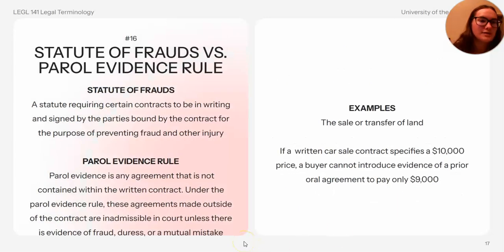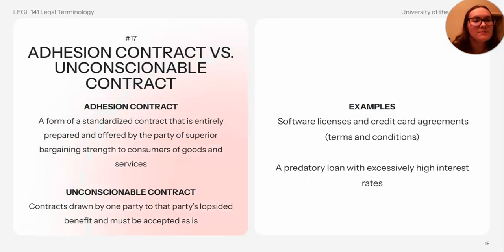Next, we have a statute of frauds, which is a statute requiring certain contracts to be in writing and signed by the parties bound by the contract for the purpose of preventing fraud and other injury. An example would be the sale or transfer of land. The parol evidence rule concerns an agreement that is not contained within the written contract. Under this rule, agreements made outside of the contract are inadmissible in court unless there is evidence of fraud, duress, or mutual mistake. An example would be if a written car sale contract specifies a $10,000 price, a buyer cannot introduce evidence of a prior oral agreement to pay only $9,000.